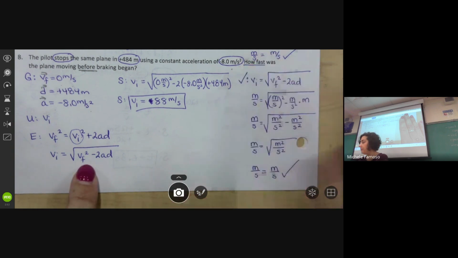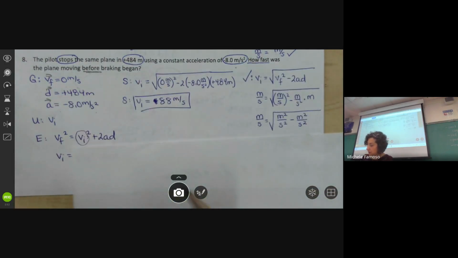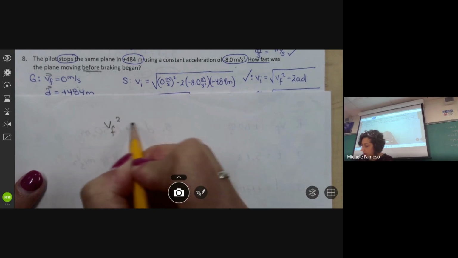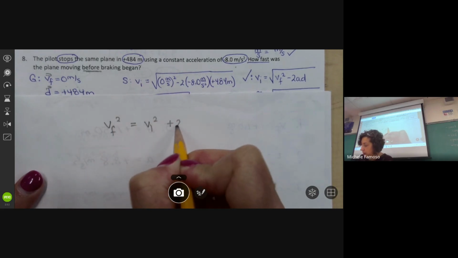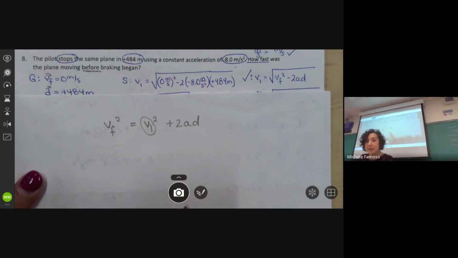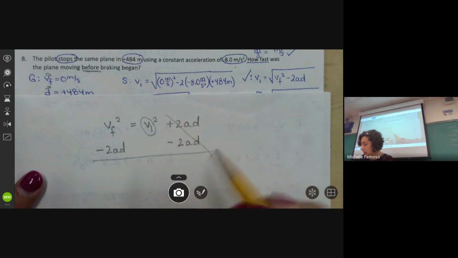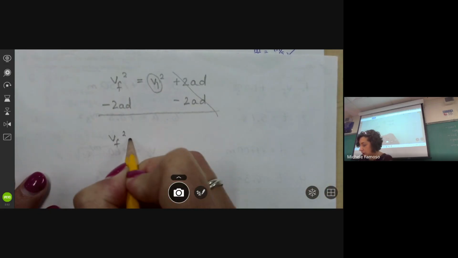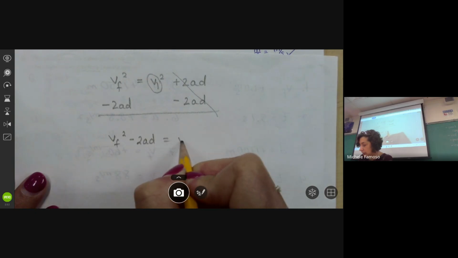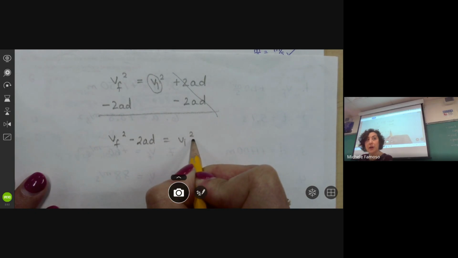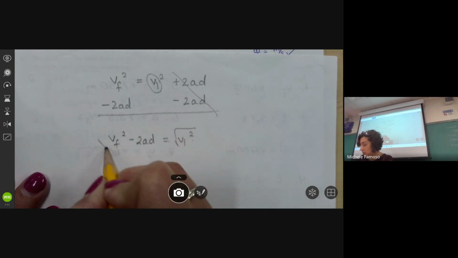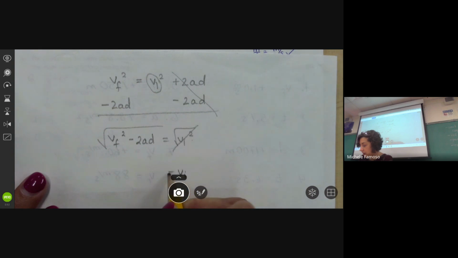The manipulated one? Okay. So if the equation that you're given is VF squared equals VI squared plus 2AD, and you want to isolate VI, the first thing we do is subtract the 2AD from both sides. That's one entire term. So that gives us VF squared minus 2AD is VI squared. Now you got to undo the square. So you take the square root of both sides. So that gives us VI is the square root of VF squared minus 2AD.